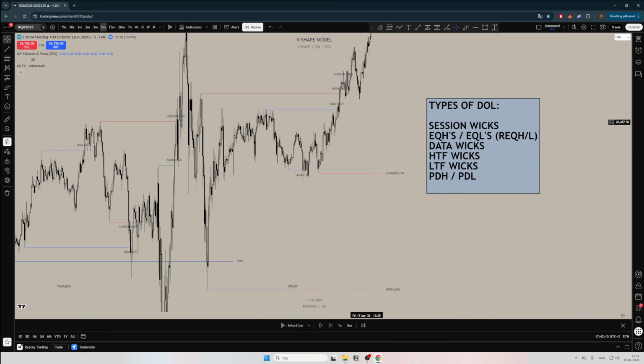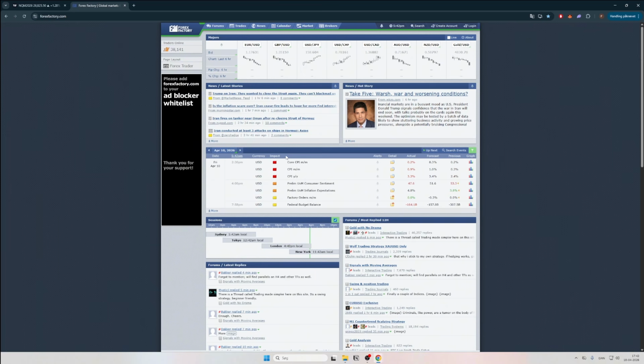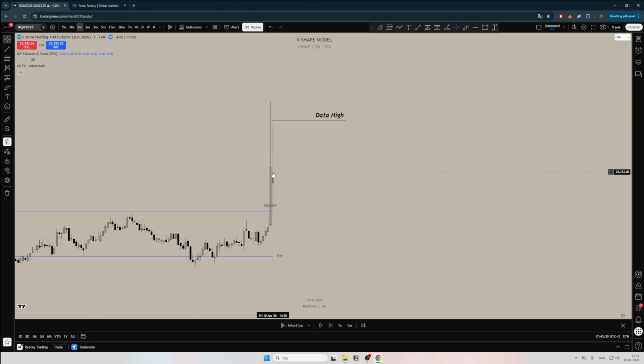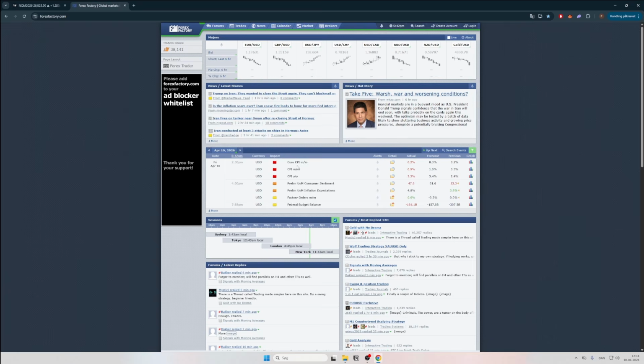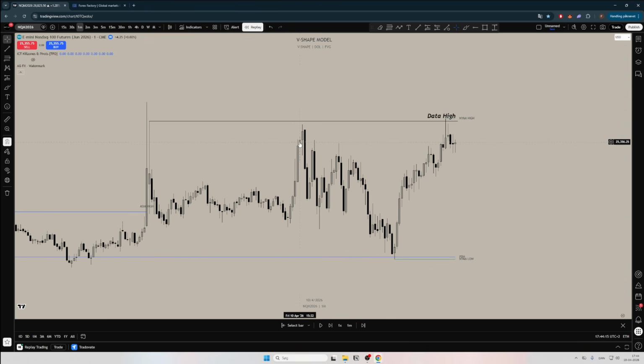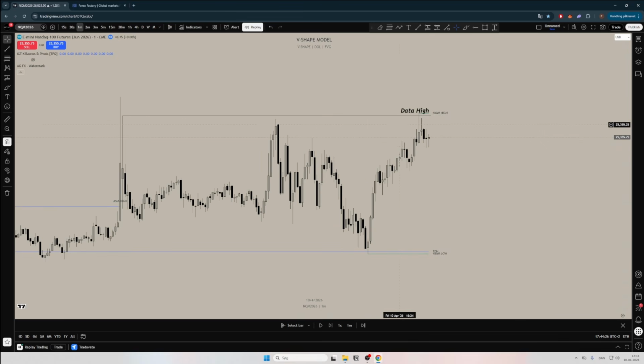Next up we have data wicks. Quickly explained, data wicks is when you have red folders or high impact news where we create a candle with big wicks. As you can see, this is a data high because price made this wick when we had high impact news. And even though price was kind of bad this session, we still took it out. So data highs and lows are really strong drawn liquidity.